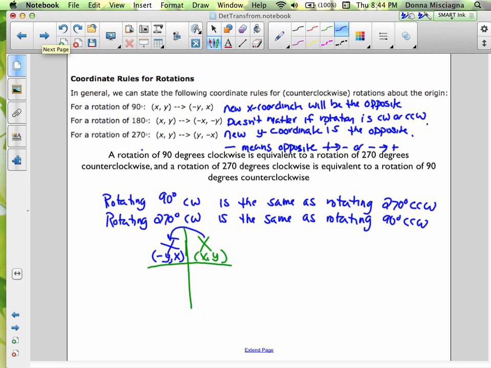I have some writing in blue here. I have everything else in your notes except for the blue writing. If you could add the blue writing to help you remember. So the new x coordinate is going to be the opposite. The old y coordinate becomes our new x coordinate, and that x coordinate is going to be the opposite. So all of this down here, you should add to your notes.